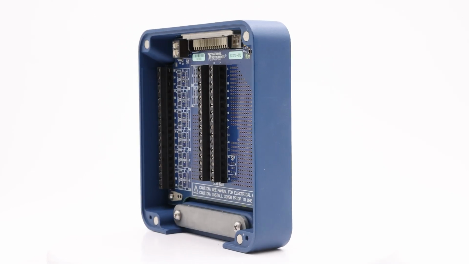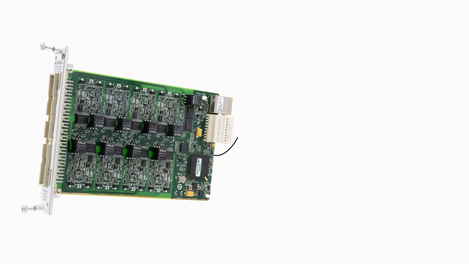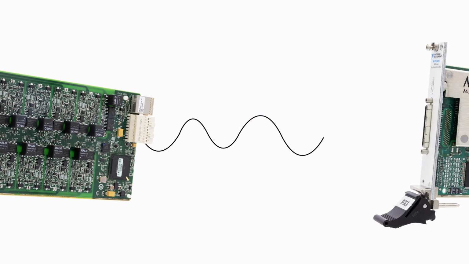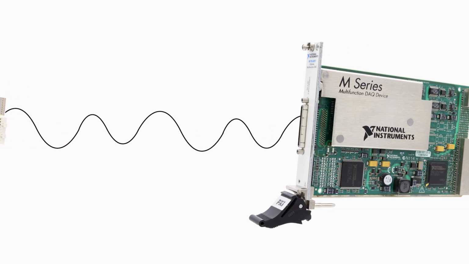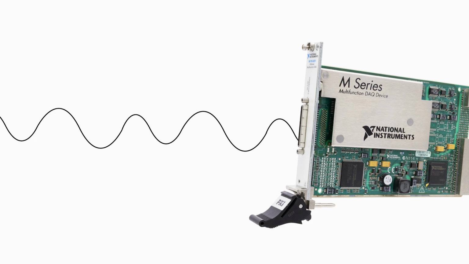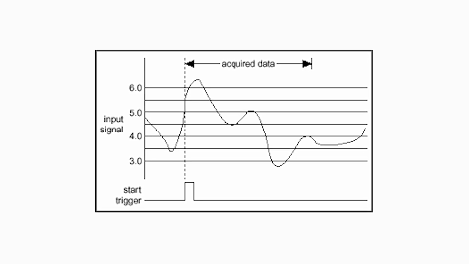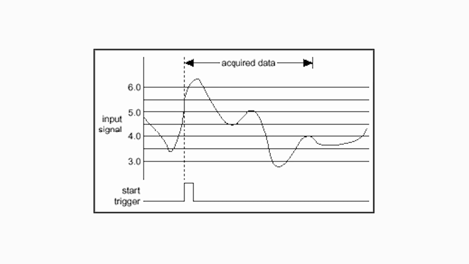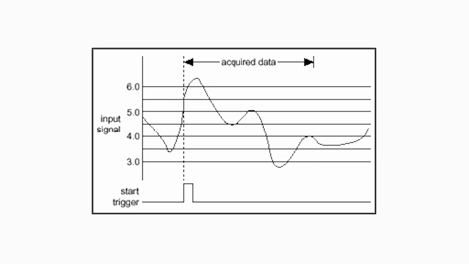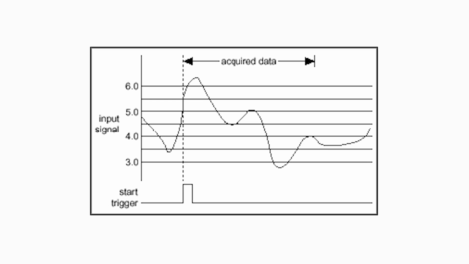The goal is to generate a sine wave from the PXIe-4322 and use the PXI-6251 to read and trigger at a specific voltage level. First, we will configure a trigger to determine where the sine wave starts. This enables us to specify a voltage threshold at which the sine wave begins.